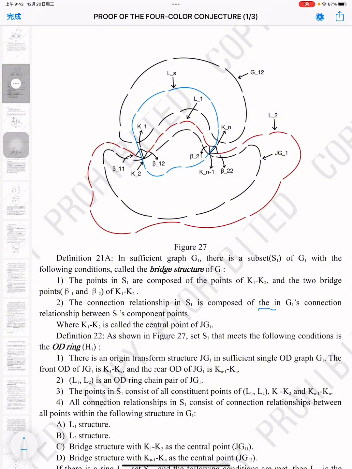Definition 22. As shown in Figure 27, set S1 that meets the following conditions is the OD ring H1. 1. There is an origin transform structure G1 in sufficient single OD's graph G1. The front OD of G1 is K1-K2 and the rear OD of G1 is Kn-1-Kn. 2. L1, L2 is an OD ring chain pair of G1. 3. The points in S1 consist of all constituent points of L1, L2, K1-K2 and Kn-1-Kn. 4. All connection relationships in S1 consist of connection relationships between all points within the following structure in G1.